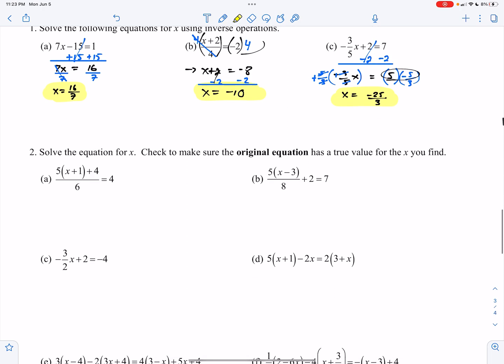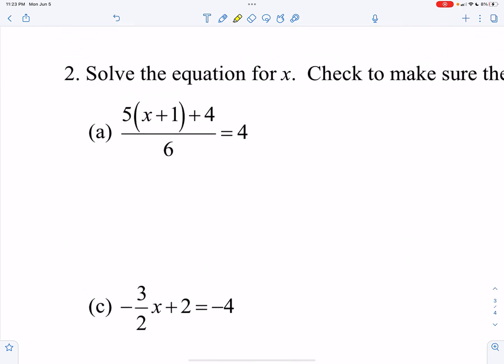Now in number 2, we're doing essentially more steps, okay? Slightly more steps. Instead of a 2-step equation, it's going to take us 3 steps, maybe more, okay? But what we're going to do is take a look at those steps, and then we're going to check to make sure the original equation has a true value for x, meaning we're going to check our work. So let's take a look.